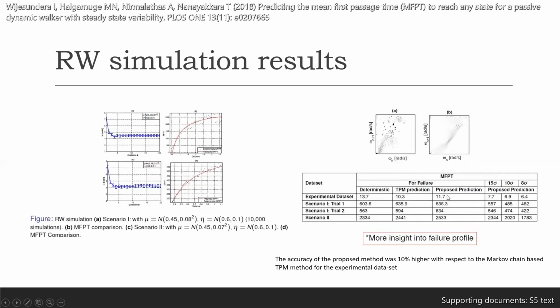The details of this method are also included in the supplementary information with the paper. We were able to see that there was a 10% increase in accuracy in the experimental data set. However, the more important part here is that the proposed method was capable of predicting mean time to reach other states before reaching the failure state, which is important in terms of controlling the motion.